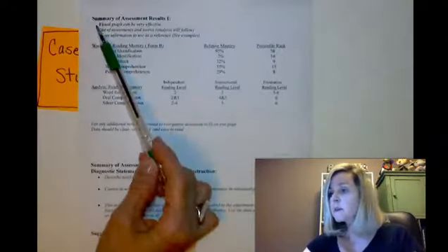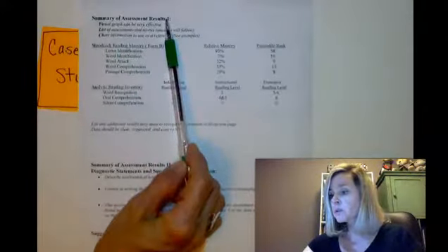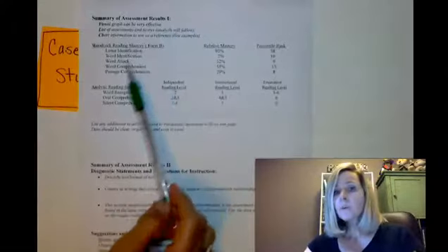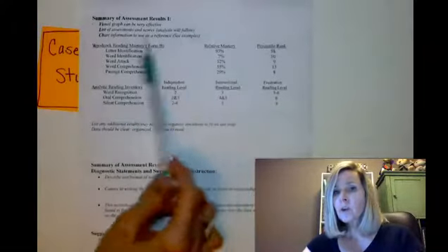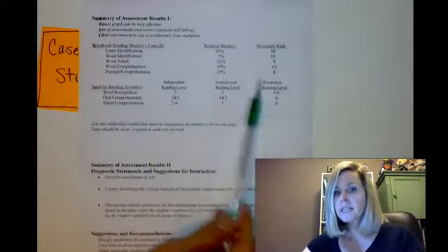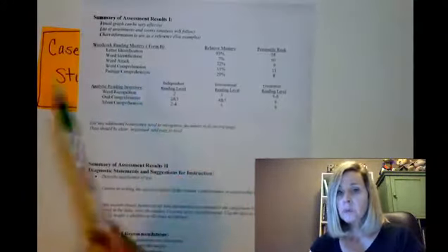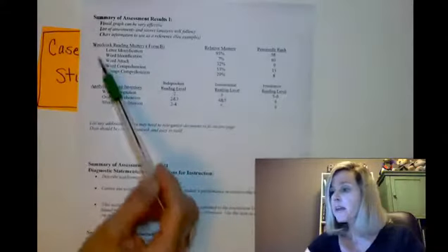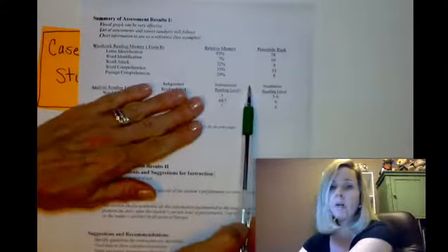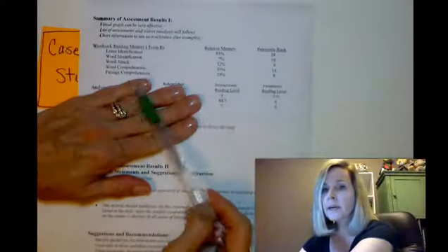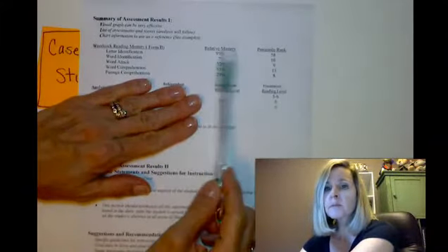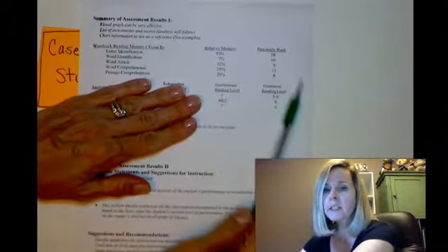So, the summary of assessment results. In this portion, you're going to say how the student did, and you're just going to list scores. After you list what assessments you gave, you'll just list the outcome of scores, right? You won't write anything up about it. You're just creating some type of visual information.